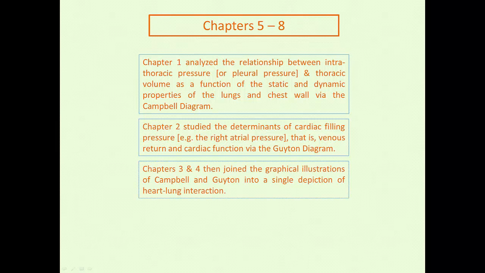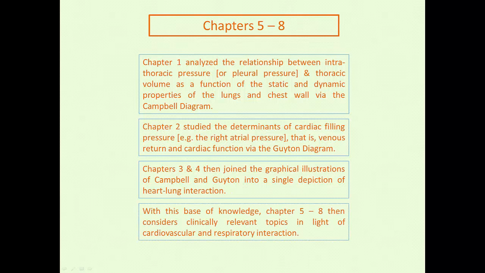In Chapters 3 and 4, we joined these graphical illustrations of the Campbell and Guyton analyses into a single depiction of heart-lung interaction, which I think is a nice and novel way of considering heart-lung interaction, especially as it applies to the intensive care unit. And then with this knowledge base, in Chapters 5 through 8, we're going to consider more clinically relevant topics with our newfound cardiovascular and respiratory physiology knowledge.